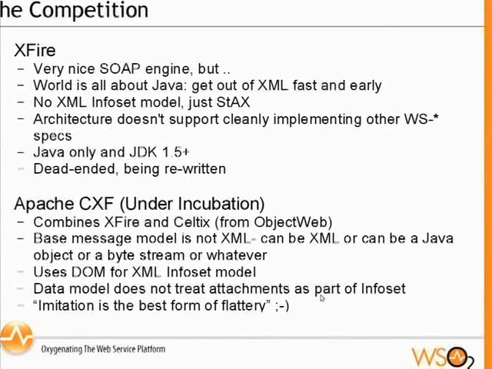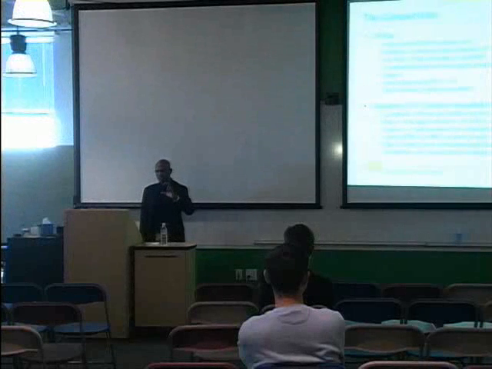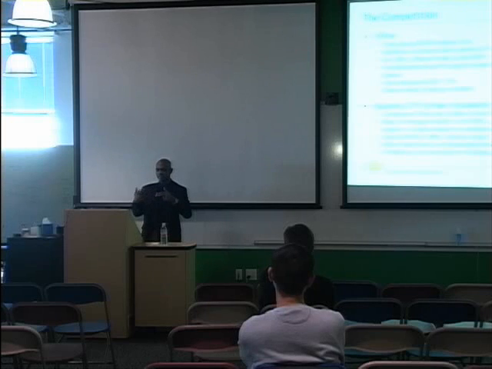And the project has been dead-ended. It's been combined with something called Celtics to form this new project called CXF, which is currently under incubation. And what CXF does is basically, it's quite different from Xfire. CXF's data model is that the world consists of either XML or some other stuff and so on. So the message model in Axis2 is completely an XML data model. In CXF, there is a sort of a union of things that you could have there.